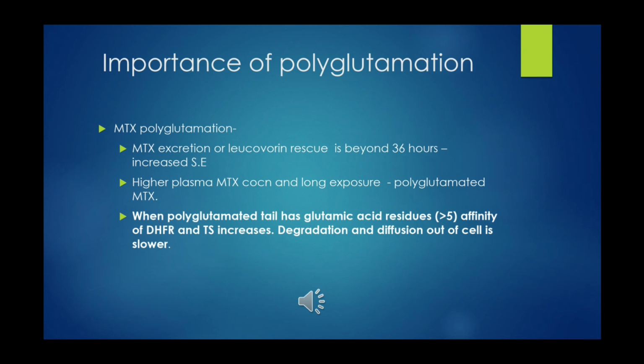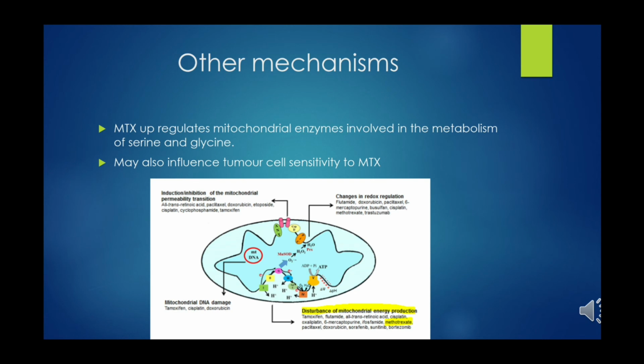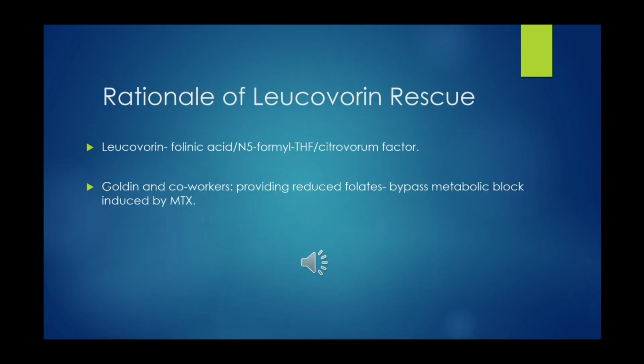Variability in polyglutamation between tumor cell and normal cell explains why leucovorin selectively rescues normal cells from the effects of methotrexate but not the tumor cell cytotoxicity. It also upregulates the mitochondrial enzymes involved in the metabolism of serine and glycine, and it may also influence tumor cell sensitivity to methotrexate. Hence, involving the mitochondria, there will be altered energy production in the cell.